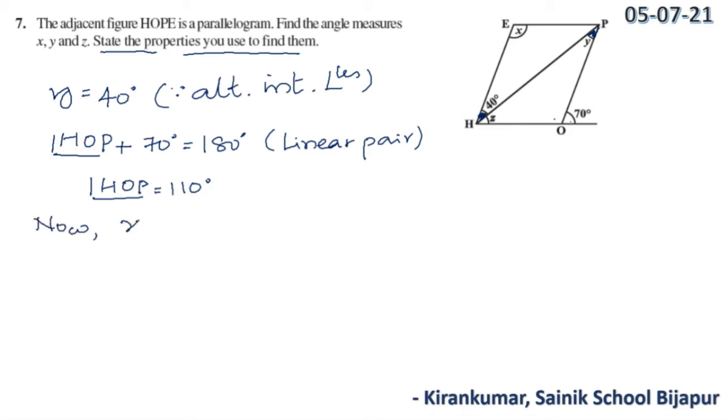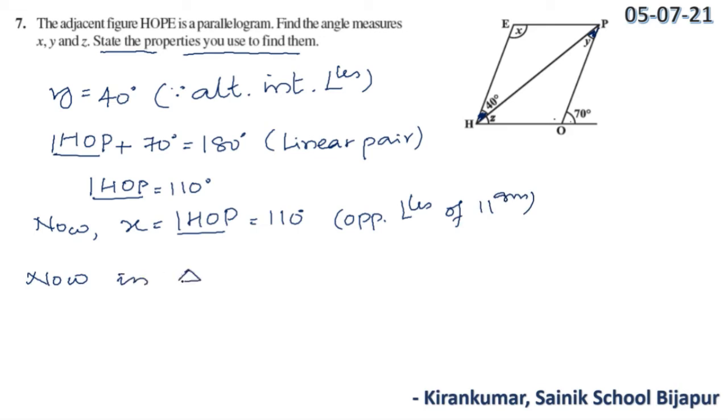Now, X will be equal to angle HOP. This will be equal to 110 degrees. The reason is the opposite angles of a parallelogram are equal. Now, in triangle HOP, angle Z plus Y plus HOP will be equal to 180 degrees. This is because of the angle sum property.